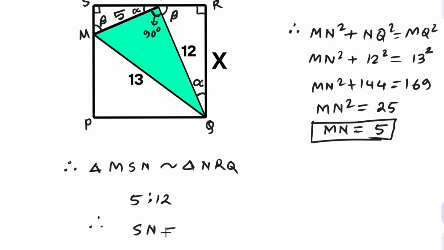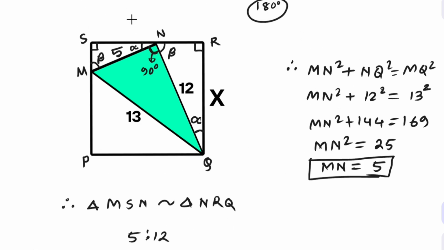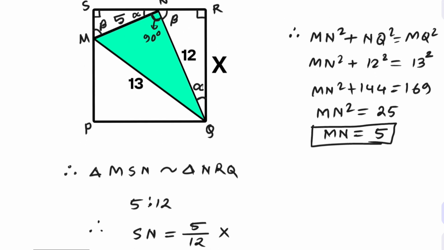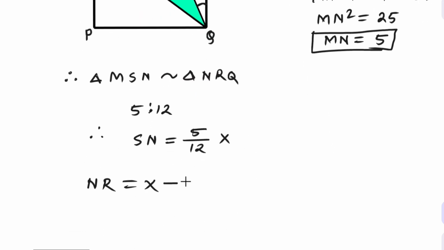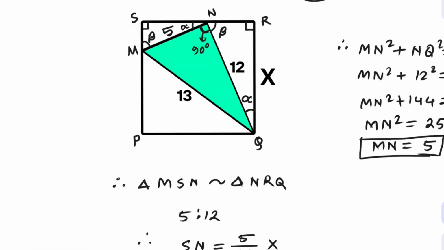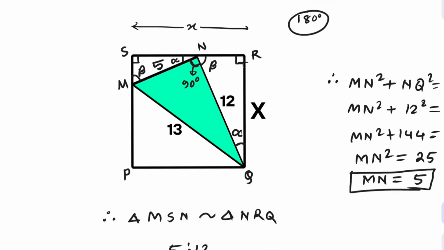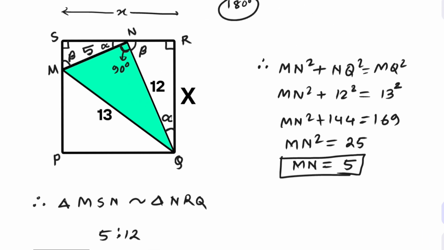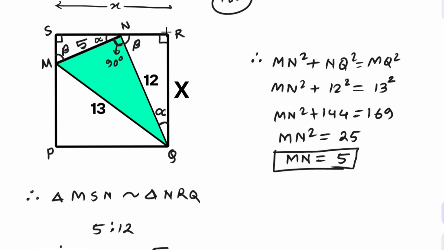Now, from the previous equation, we know the entire bottom side, SR, is also equal to X, since it's a side of the square. And SN is just part of that side, so the remaining piece, NR, equals X minus 5/12 of X, which simplifies to 7/12 of X. We're almost there. Now let's go back to triangle NRQ one more time and apply the Pythagorean theorem again. This triangle has a right angle at R, with legs NR and RQ, and hypotenuse NQ, which equals 12.